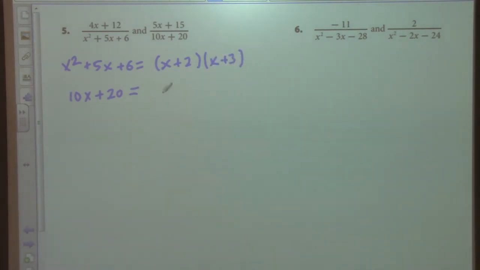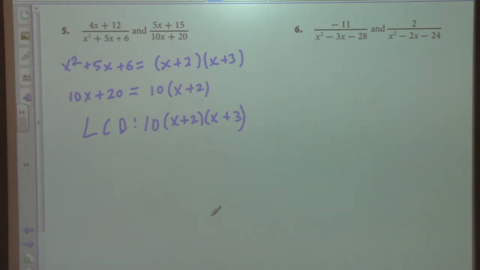Okay. And then for 10x plus 20, I got 10 parentheses x plus 2 close parentheses. And then for the least common denominator, I got 10 parentheses x plus 2 close parentheses, and then parentheses x plus 3 close parentheses. Because you said that if it's got two of the same one, you only use it once.